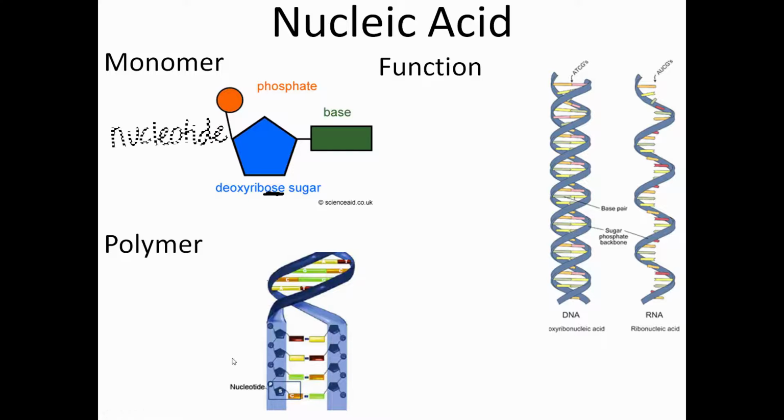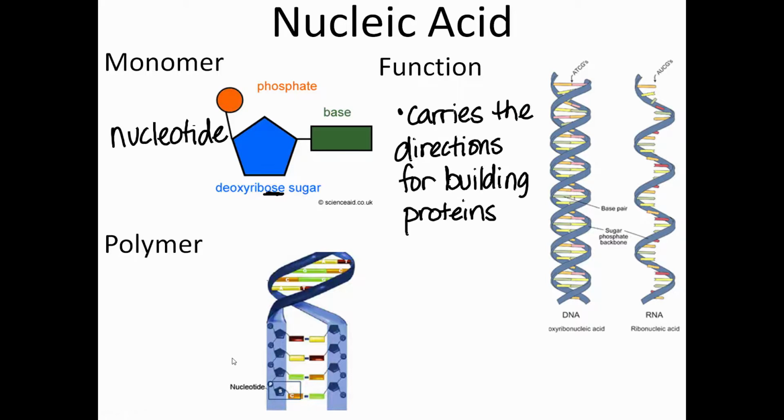And it carries directions for building proteins. The DNA codes for RNA and the RNA codes for proteins. And we'll talk a lot more about that when we start talking about building critters. DNA and RNA are the polymers, and they again do carry directions for building the proteins.